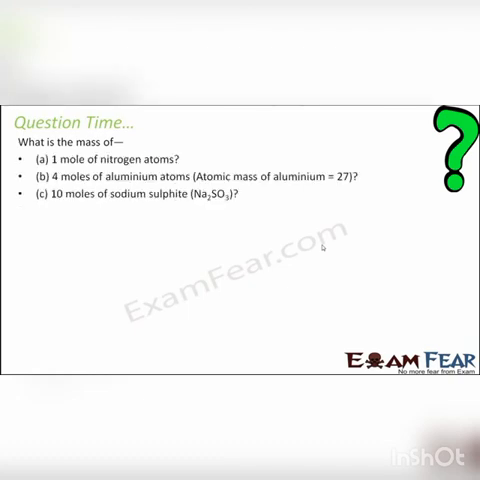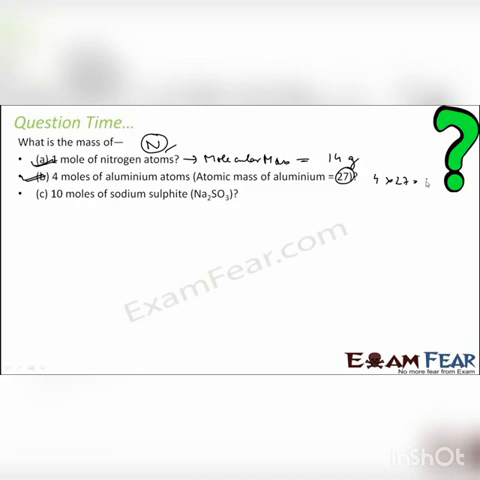So here again we have to find the mass of these compounds. The first is the mass of 1 mole of nitrogen. See, 1 mole of nitrogen is nothing but the molecular mass, and it is nitrogen atom, that is N, so that will be 14 gram. That's all. Second is 4 moles of aluminium atom, so each mole is 27 grams, so 4 into 27, that is 108 grams, because it's aluminium atom.